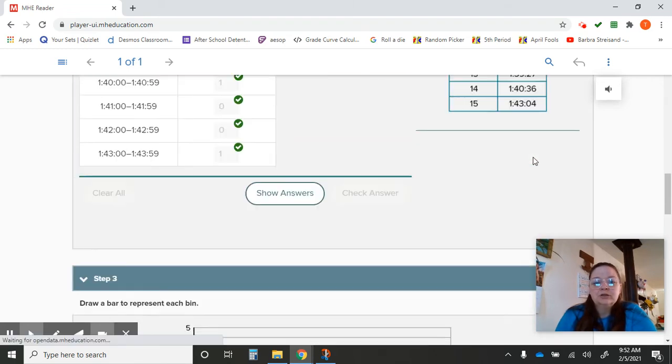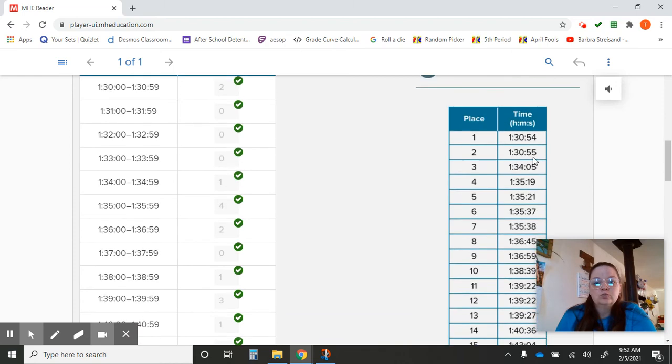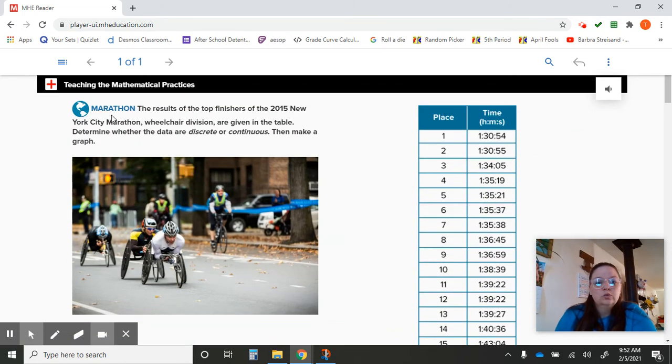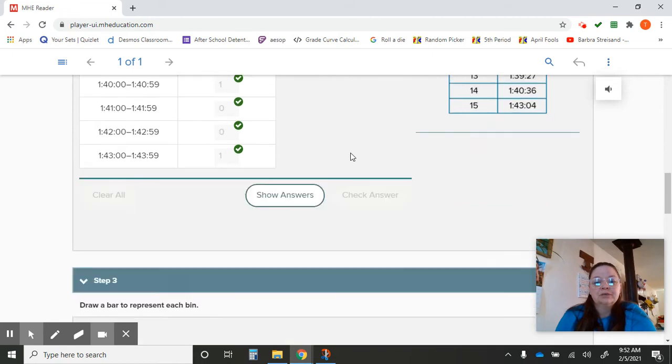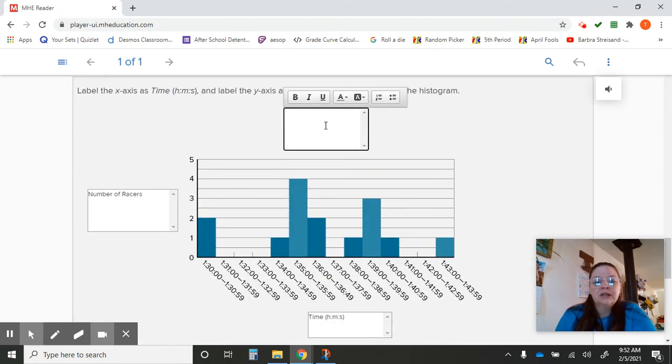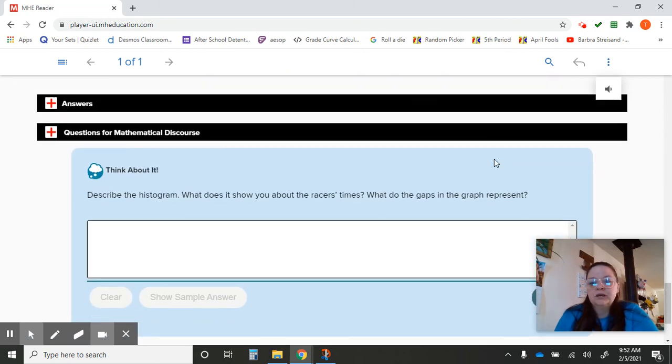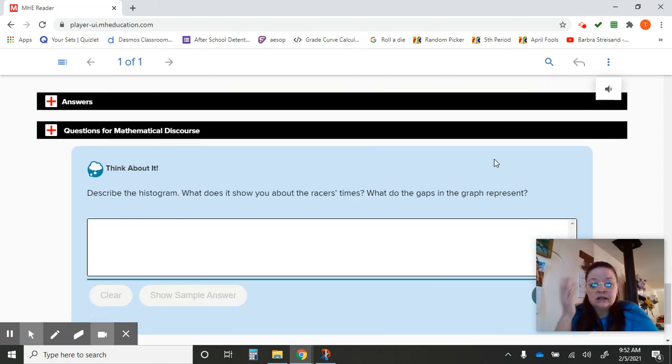So if we go back up to our frequency table up here, we see that this is the top finishers for the 2015 New York City Marathon Wheelchair Division. We don't need to put all of that in there. We can put 2015 top finishers. And you might want to add something about that it is the New York Marathon for the wheelchair division if you feel like it.